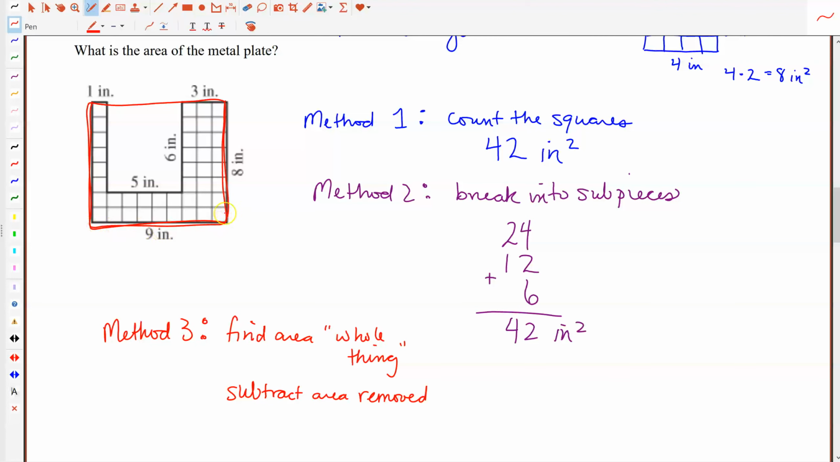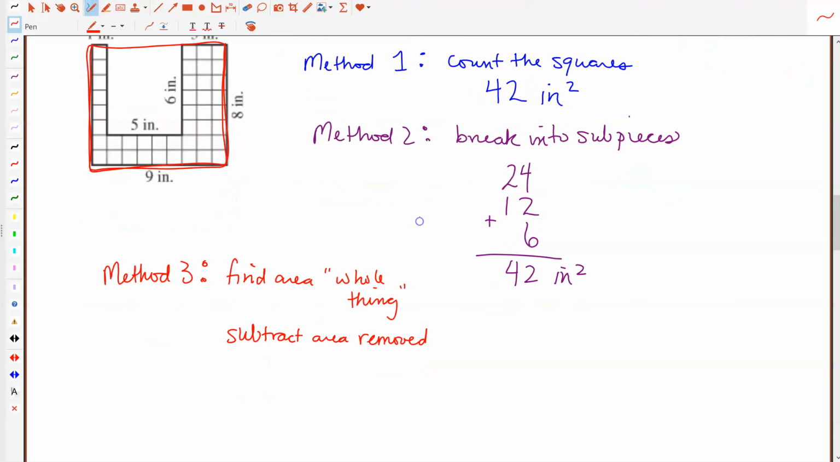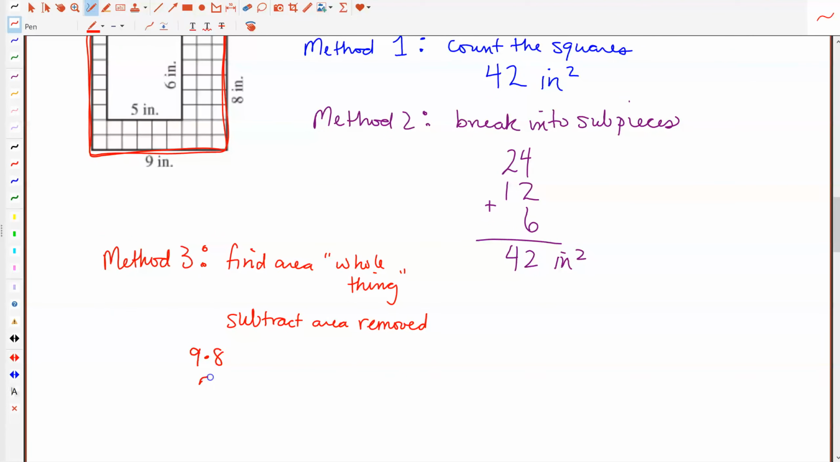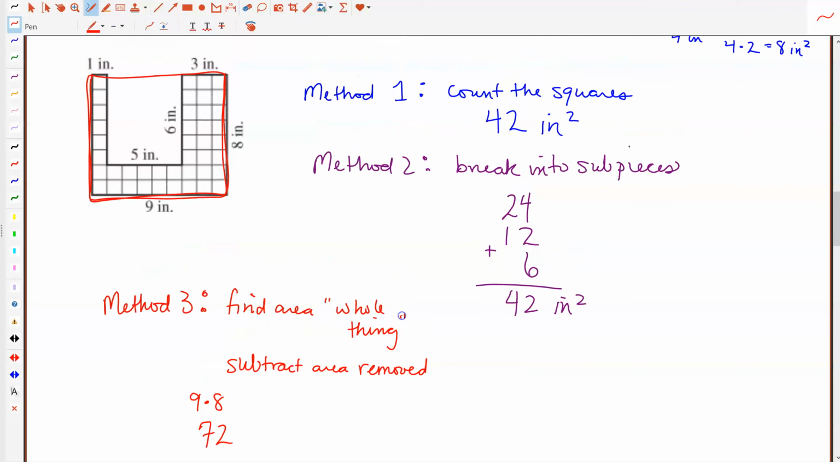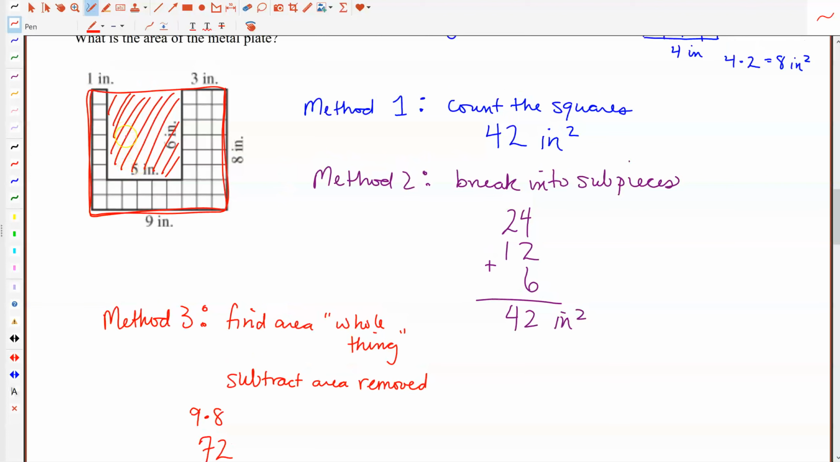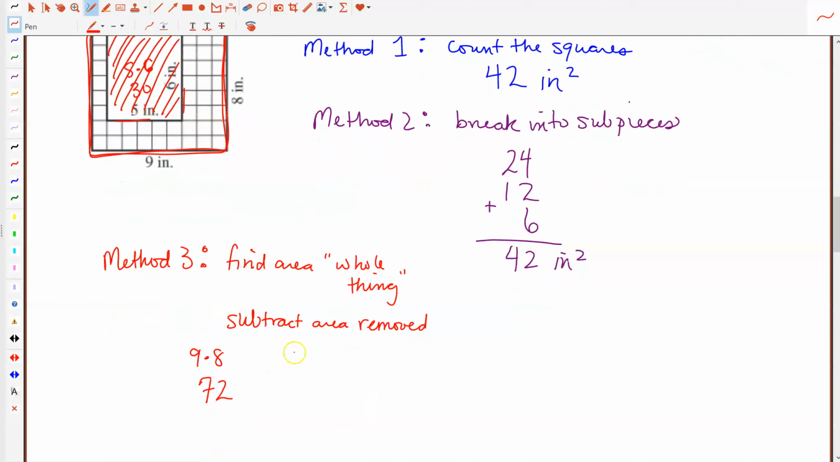Well, this would be a 9 by 8 rectangle. So 9 times 8 is 72. That would be the area of the whole thing. But we removed this area right here, right? This was eventually cut out of this plate. So the piece that got removed has a length of 5 and a width of 6. So this area would be 5 times 6, or 30. So 30 square inches is the piece that got removed.